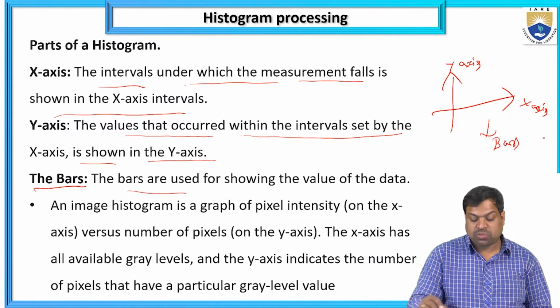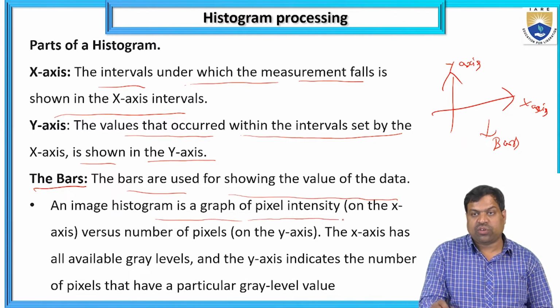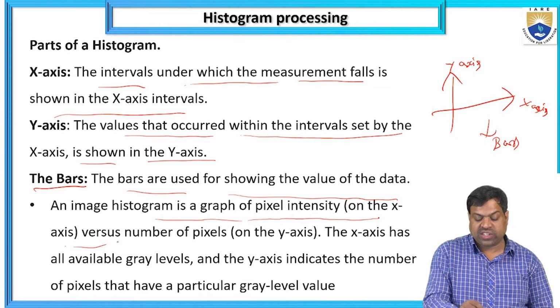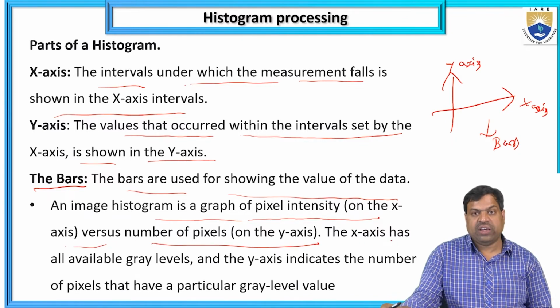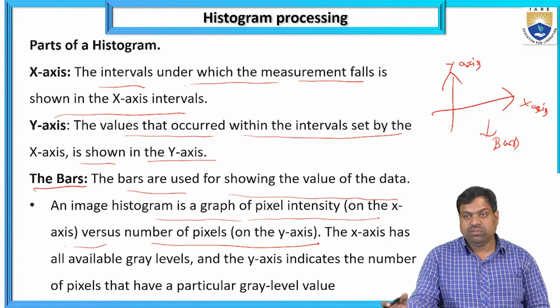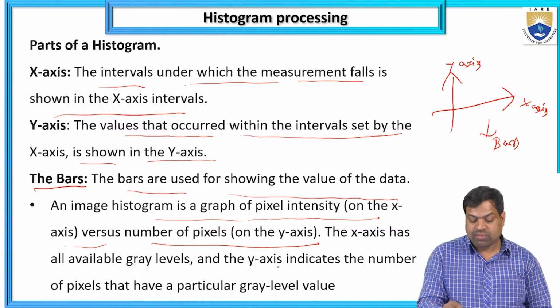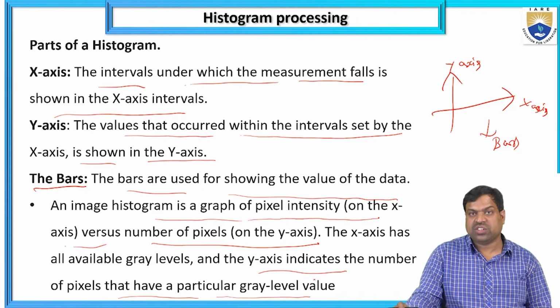So what do the bars mean? Bars are used for showing the values of the data, and an image histogram is a graph of pixel intensities on the x-axis versus the y-axis, and the x-axis has all available gray levels. So what are the intensity values in that image? What are the available gray levels? And in the y-axis, the number of pixels that have particular gray level values.